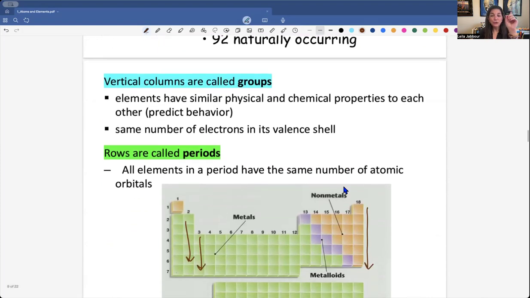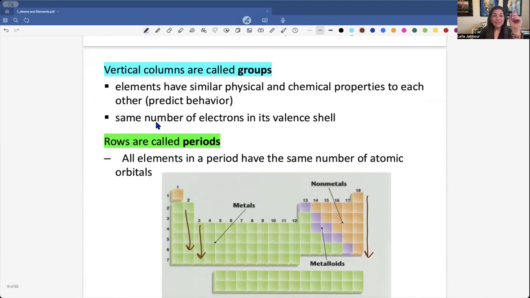And really that's due to the fact that they have the same number of electrons in their valence shell. That's something I haven't talked about yet that I'm going to talk about in a minute. It has to do with how all of these electrons are distributed along these orbits. So I'm going to talk about these different orbits and what it means to have a valence shell. What is the valence shell?